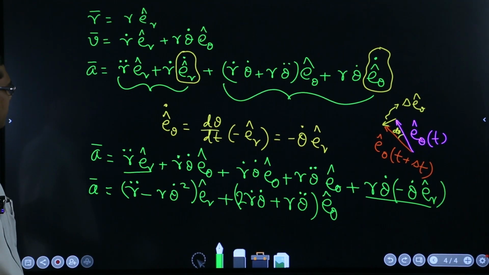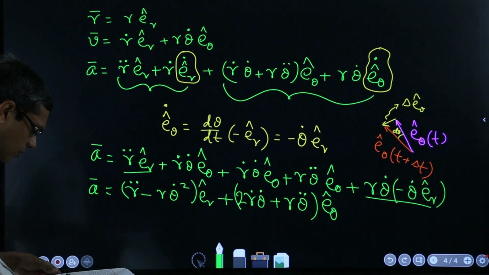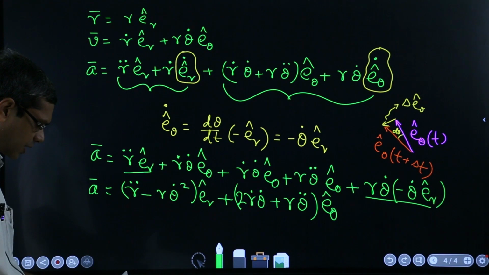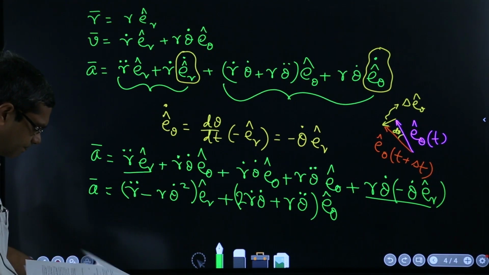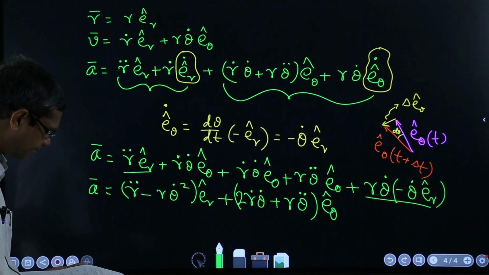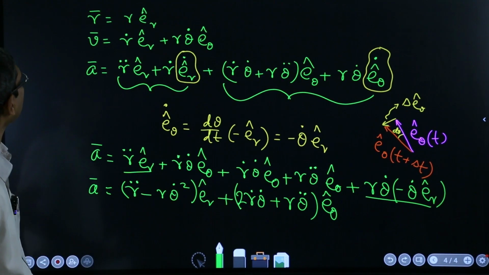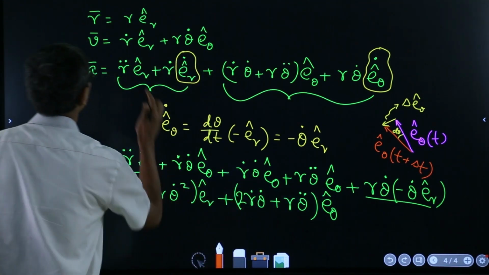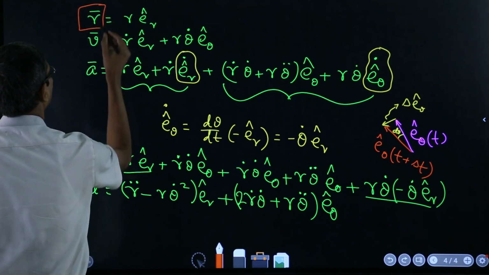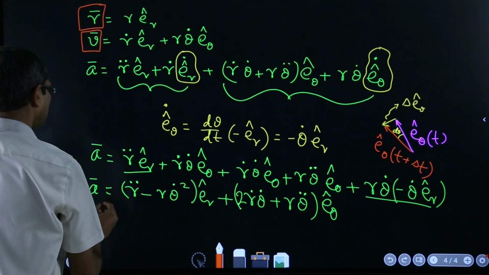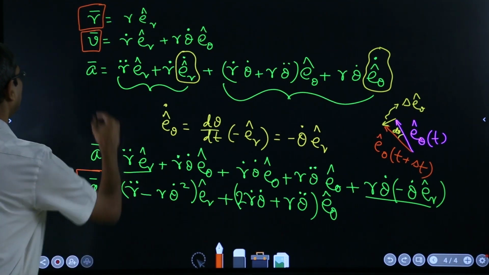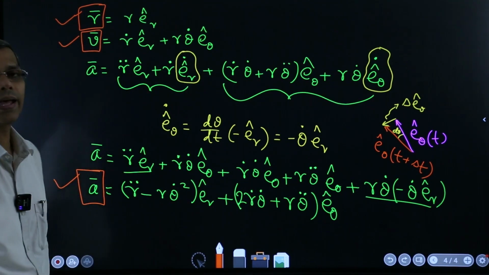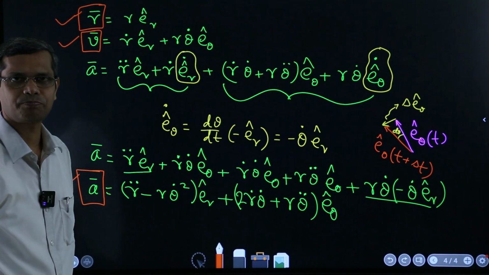Okay, fine. Is that all which I wanted to talk about this? Let me check, or do I have something else? Okay, that's it. So we have these expressions for radius vector or position vector, velocity vector and acceleration vector. So you have to just understand and should be able to derive them at any time.